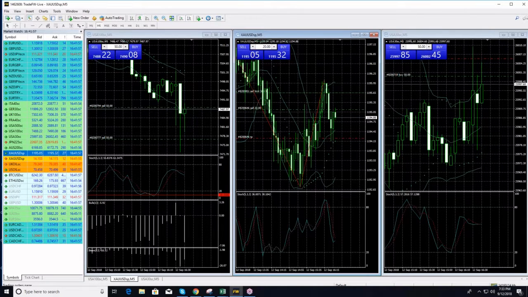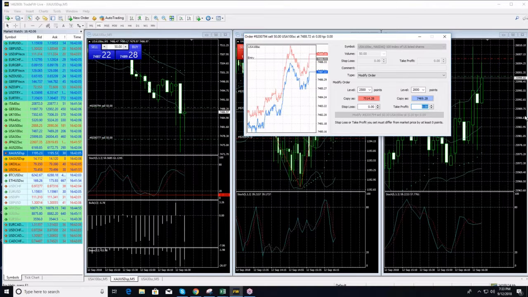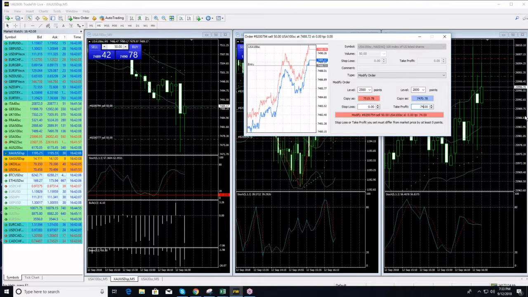Let's put also here a take profit on USA 100. I will put here a take profit at 7,475.